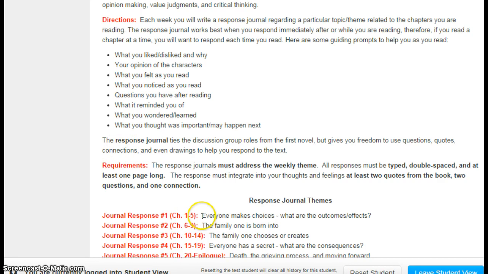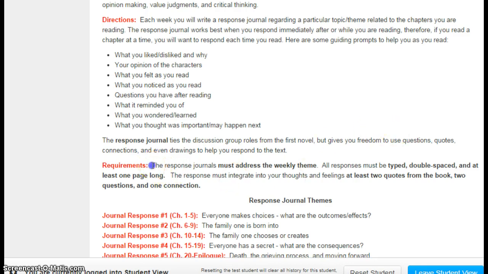Now, the theme for this week is, as we said in the other one before, everyone makes choices. What are the outcomes and the effects? So as you're reading, we want you to respond in your journal regarding that theme. Think about what you liked or disliked about maybe the choices that some of the characters make. What's your opinion about that? How did it make you feel? What did you notice as far as what was happening with those choices? How did people in the book feel? What are some questions that you have? So you're tying in our discussion group roles from the first novel, but you're using those to respond to the text.